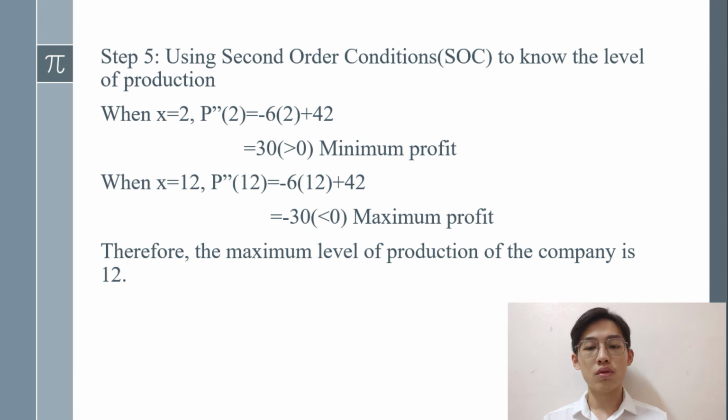Step 5 is using the second order condition to determine the level of production. When x is equal to 2, the second derivative will be a positive number. This shows a minimum level of production. When x is equal to 12, the second derivative will be a negative number. This shows a maximum level of production. Therefore, the maximum level of production of the company is 12.